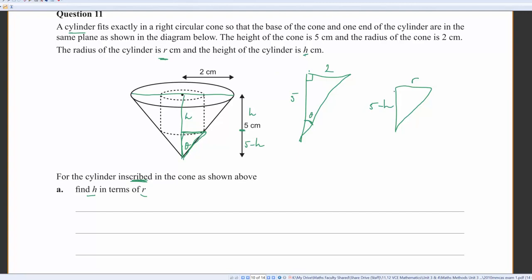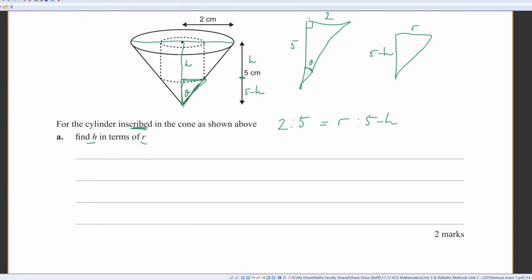All right, so now what we're going to do is understand that the ratio of these side lengths for similar triangles will be exactly the same as the ratio of these side lengths. So let's establish the ratio: the ratio of 2 to 5 on this triangle here is the same as the ratio of r to 5 take h. So I'm going to rewrite that as a fraction. That's 2/5 is the same as r over 5 take h. All right, so now we're going to cross multiply here. So I'm left with 2 times (5 take h) equals 5r.